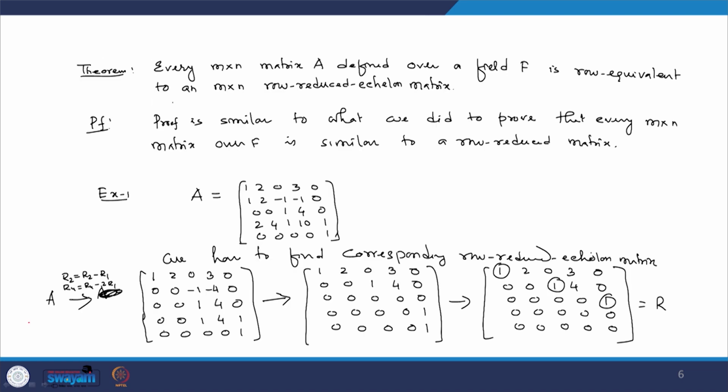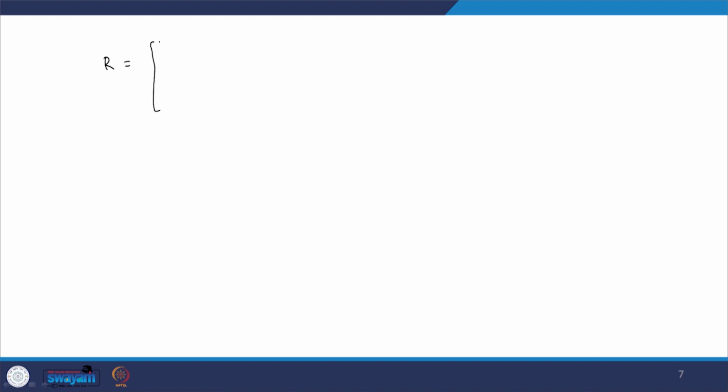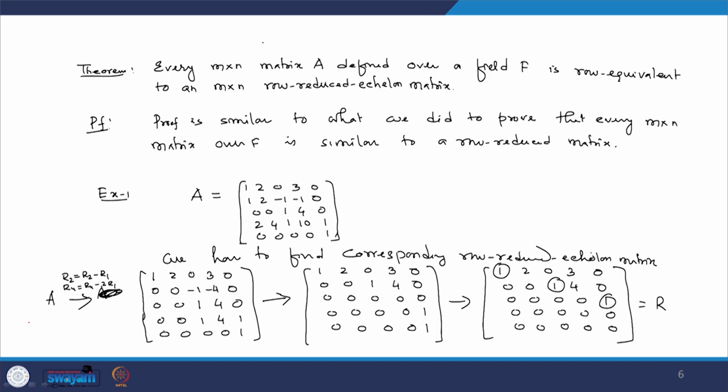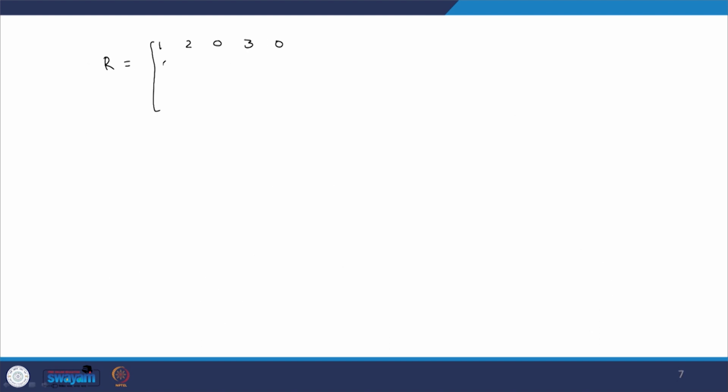So let me write down R equal to 1 2 0 3 0, then the second one is 0 0 1 4 0, the third one is 0 0 0 0 1, the fourth one is 0 0 0 0 0 and the fifth one also the same.